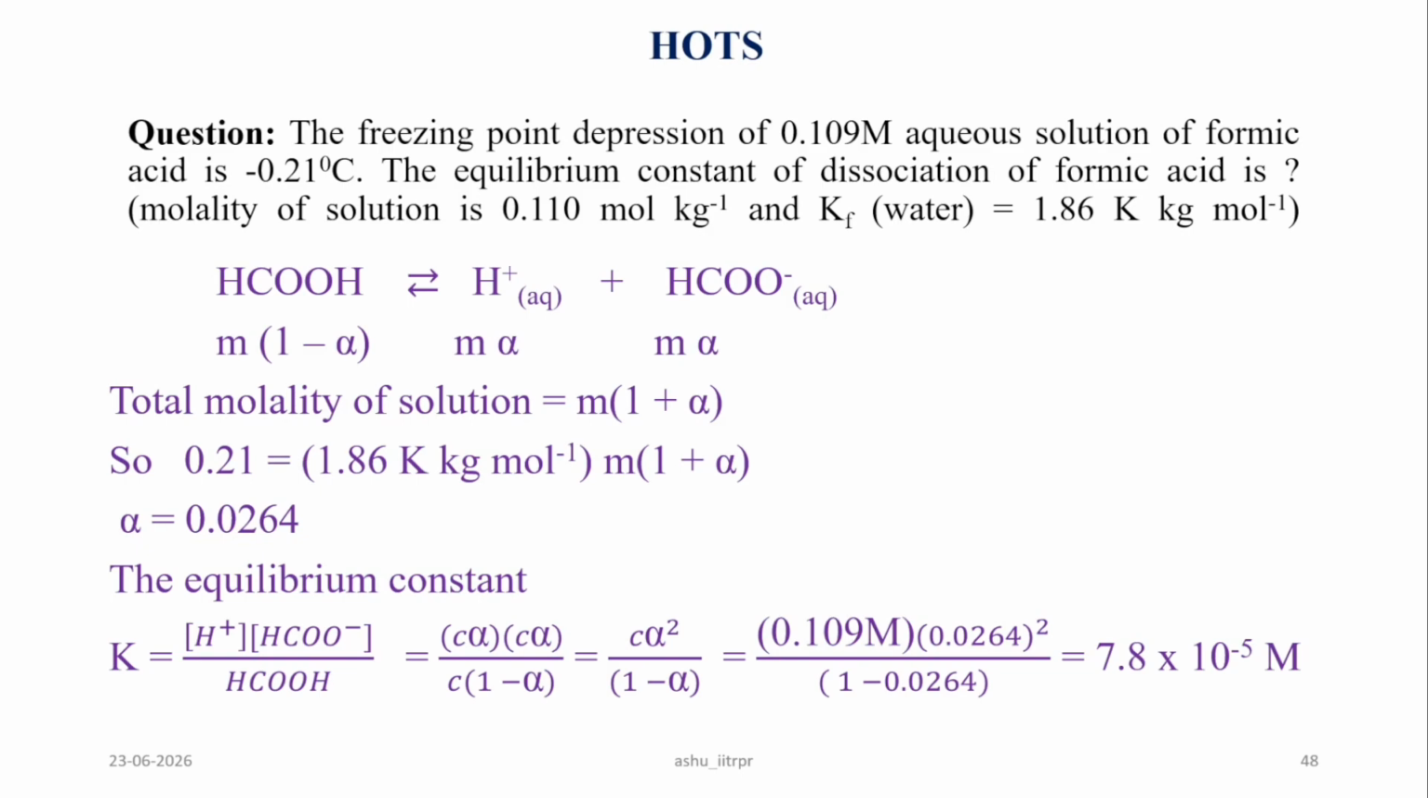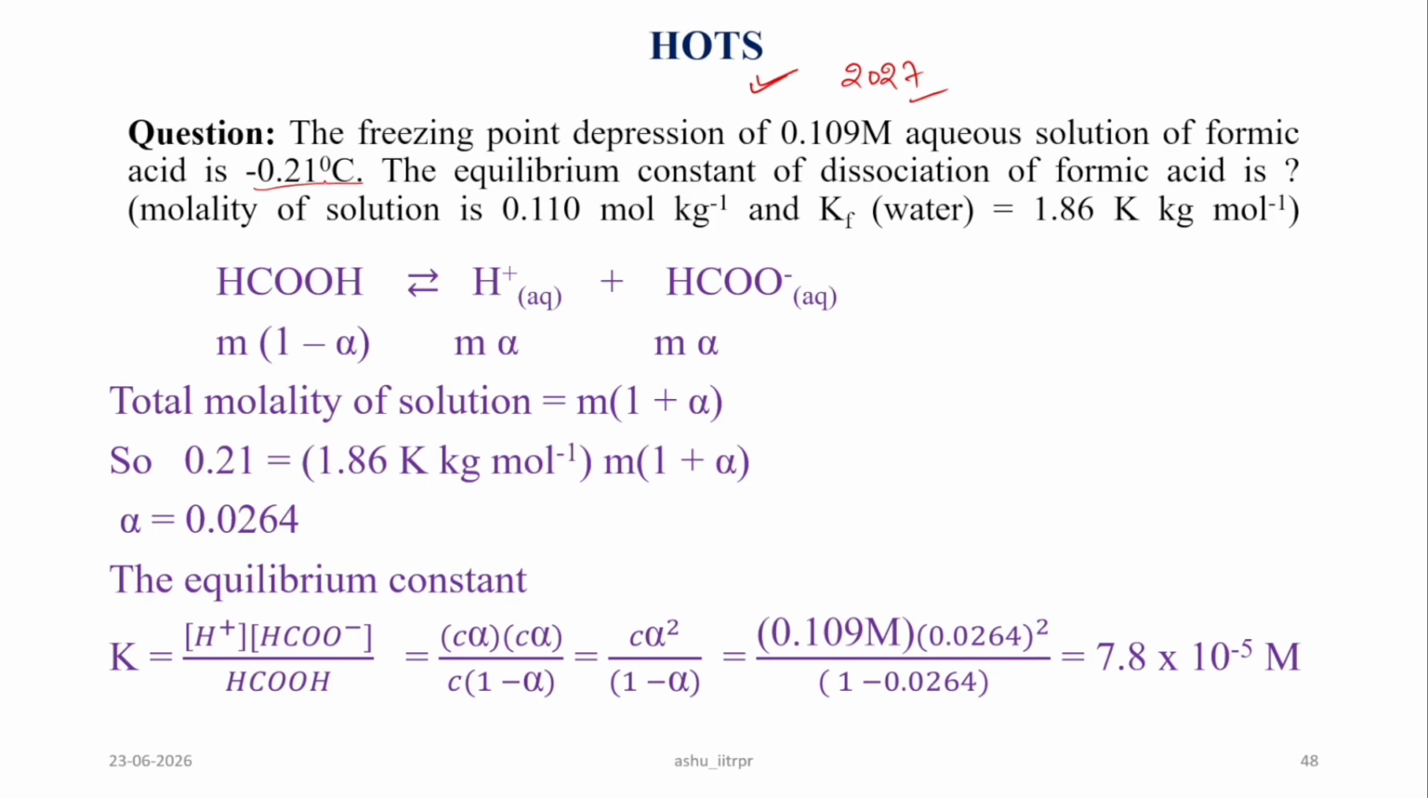Again, the solution is given, and I think this question is very important for the 2027 board exam. The freezing point depression of a 0.109 molar aqueous solution of formic acid is minus 0.21 degree Celsius. Even in the previous lecture, I told you the difference is always the same.